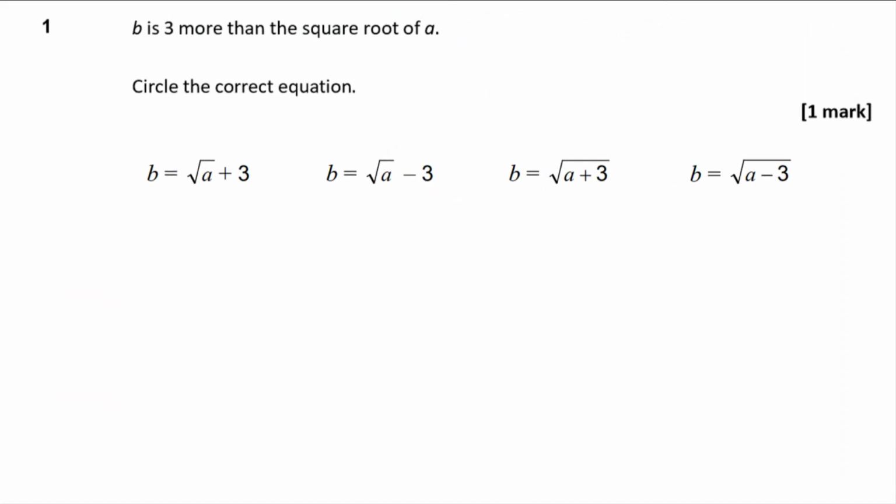Question 1. B is 3 more than the square root of A. Circle the correct equation. B is 3 more than the square root of A. So the square root of A, 3 more than it, B is equal to. B is equal to 3 more than the square root of A. I think it's that one there.